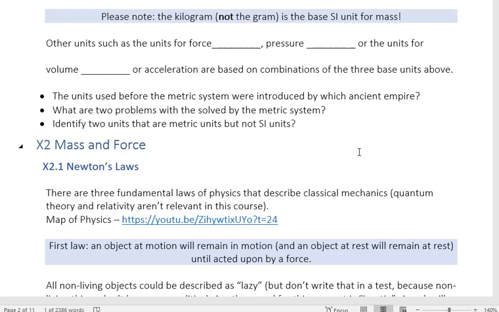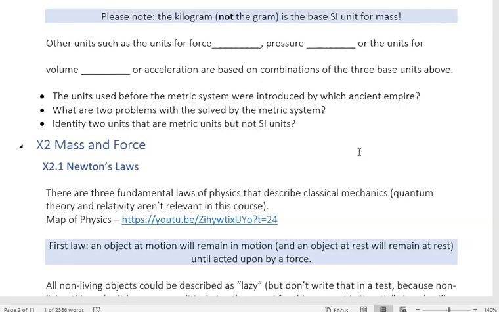Okay, and the units for acceleration, for example, are combinations of the units above. So when we say volume, well, volume is a meter times a meter times a meter. Acceleration is meters divided by seconds squared, divided by seconds.